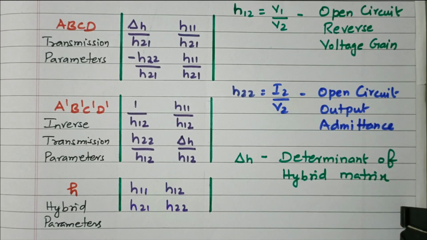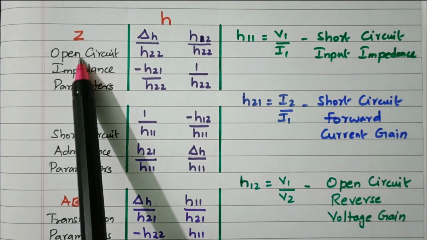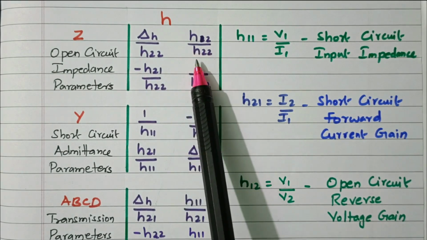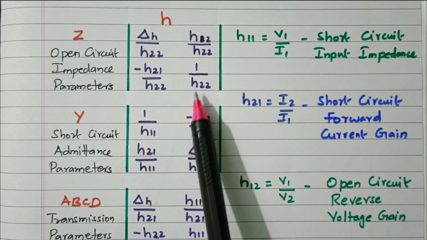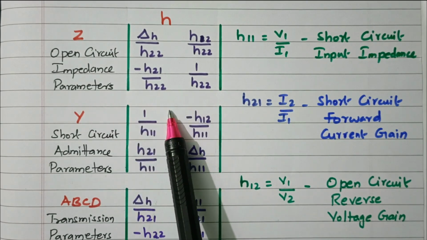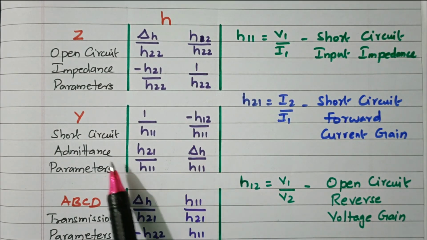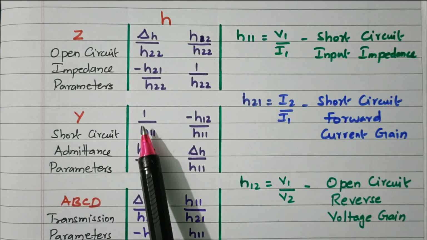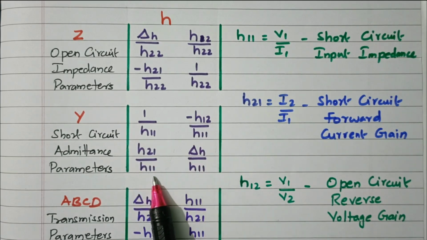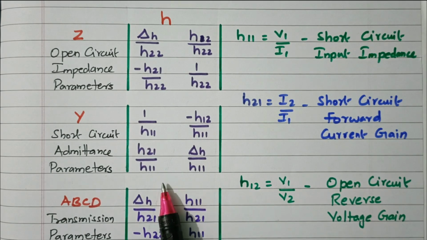First we will see the Z parameter, the open circuit impedance parameter. It is expressed as delta H divided by H22, H12 divided by H22, minus H21 divided by H22, 1 divided by H22. So the Z parameters are expressed in terms of hybrid parameters. In the denominator, the term is H22 for all the parameters; only the numerator is changing. Then Y, the short circuit admittance parameter: 1 divided by H11, minus H12 divided by H11, H21 divided by H11, delta H divided by H11. Here also the denominator is H11 for all terms; only the numerator is changing.